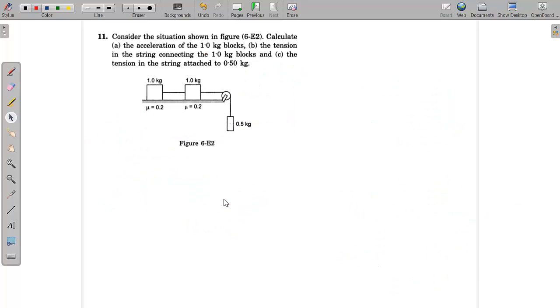So the first question, you have to find the acceleration of the 1 kg block. All the accelerations will be equal only. Then the tension in the string connected to the 1 kg block. So you have to find this tension and this tension also. Both the strings' tensions you have to find, and you also have to find the acceleration. Okay, now the thing is, first thing is, so we take it as T1 here because there are two different strings.